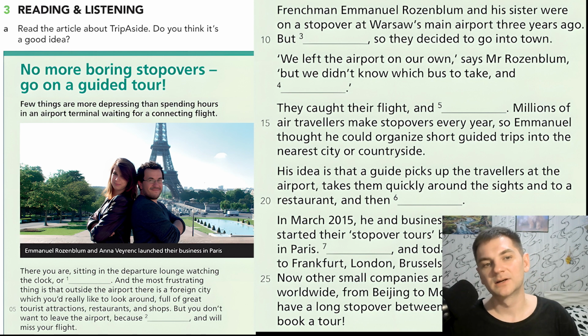Part number 3. Reading and listening. Part A. Read the article about trip aside. Do you think it's a good idea? First, don't worry now about the gaps that you see in this text, about some words that you may not know. Your task now is to read and understand the main idea of the article. What is it about? After reading, try to answer the question, do you think it's a good idea or a bad idea? What do you think? Now read and answer the question.